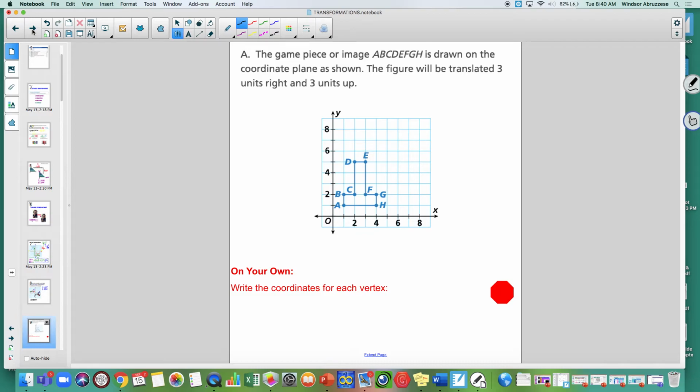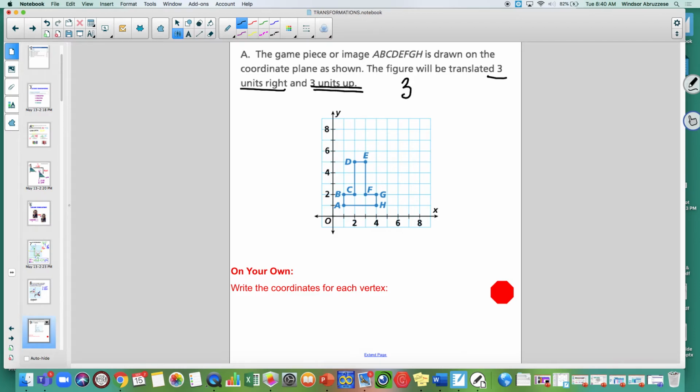And the last one. This one looks crazy. It's an upside down T. That's okay. Don't stress. It has a little bit more coordinates, but it's nothing we can't work with. The game piece or image A, B, C, D, E, F, G, H is drawn on the coordinate plane as shown. The figure will be translated 3 units to the right and 3 units up.